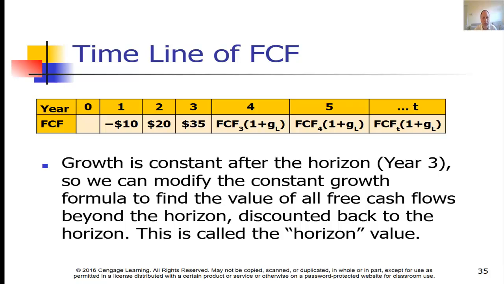What we will do is look at this timeline of the free cash flows: negative 10 again in year 1, positive 20 in year 2, 35 in year 3, and then after that the cash flows grow at a constant rate. So free cash flow in year 3 times 1 plus the constant growth rate gives us the cash flow in year 4. In year 5 we take the free cash flow in year 4 times 1 plus the constant growth rate, etc. So after year 3 we can use the constant growth stock model, and we can use that to calculate the so-called horizon value, or terminal value.